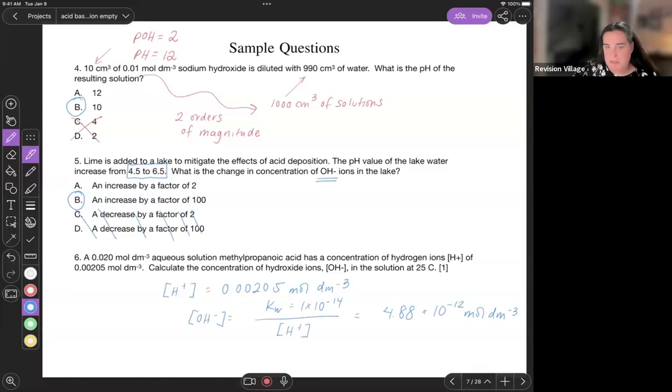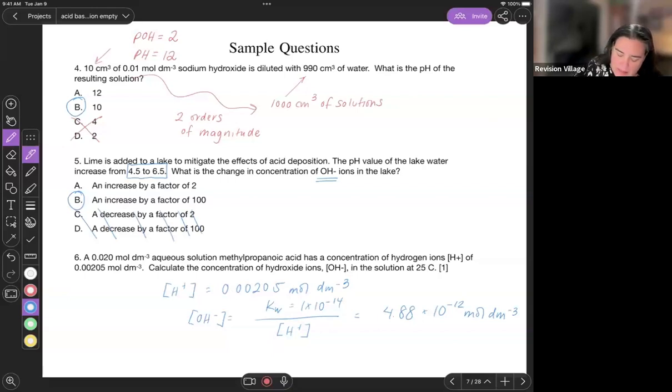So again, all of these questions are super similar to IB questions, and I hope that they are building some confidence that if you're asked some pH, pOH style questions with the autoionization of water, you're going to do a great job. Bethany asked me what I mean by I diluted by 2 orders of magnitude.